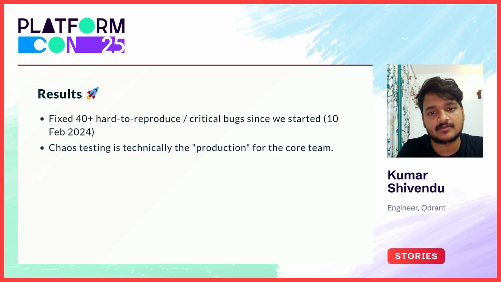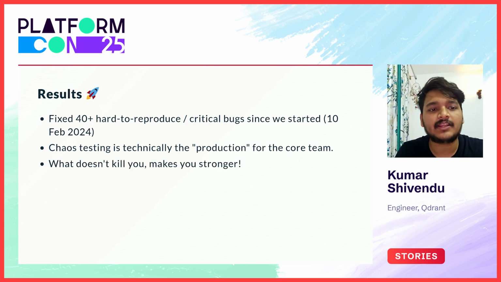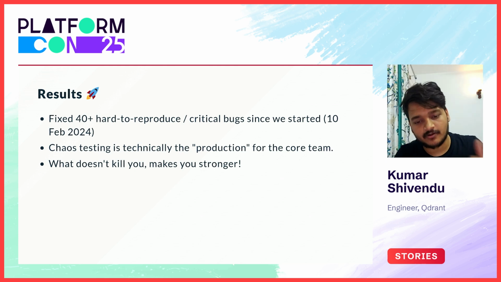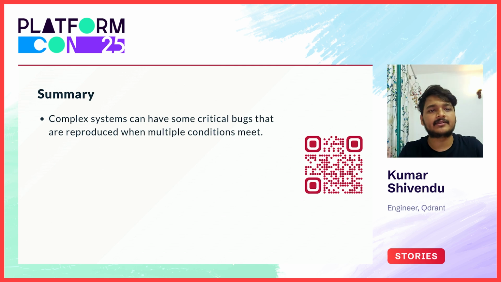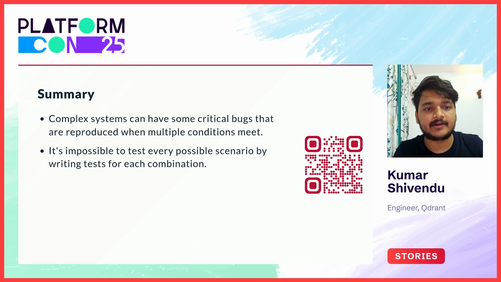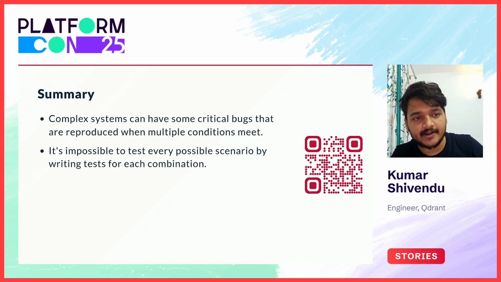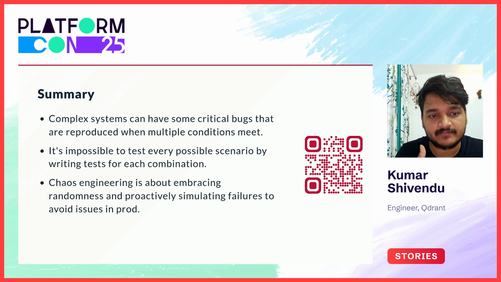Any major release that has to happen, we let it run through chaos testing for a while before actually making it an actual release. And yeah, what doesn't kill you makes you stronger. So we have emerged stronger as a product and as a team. So that's great. The summary is mainly that complex systems can have critical bugs that are reproduced only when multiple conditions are met, and it's impossible to test for every possible scenario by writing tests because it's a combinatorial explosion. So chaos testing is all about embracing randomness so that you proactively simulate failures and avoid issues in production with your real customers.